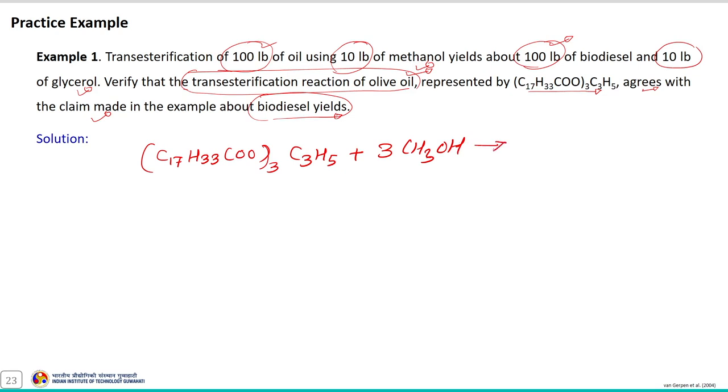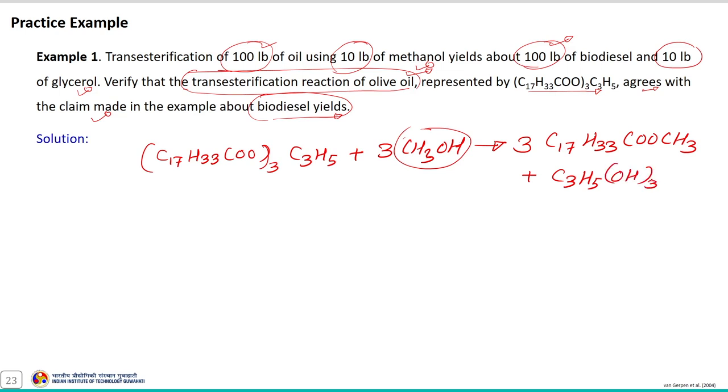C17H33COC3H5 plus methanol undergoes transesterification process to produce 3 moles of ester, that is methyl ester, since methanol is used as an alcohol for the transesterification process, and produces 1 mole of glycerol. So as per the mole balance, one mole of triglyceride reacts with 3 moles of alcohol, that is methanol, produces 3 moles of ester and 1 mole of glycerol.